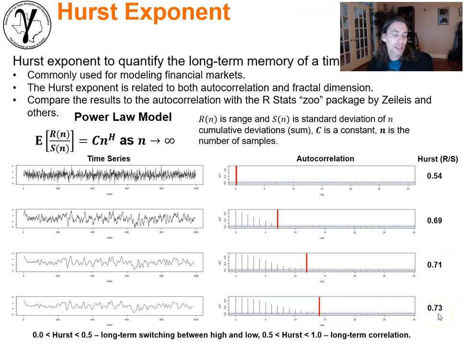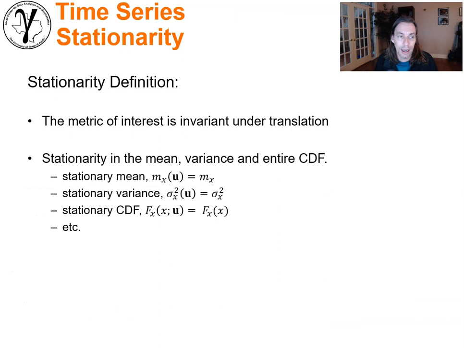The way you'd interpret it is a Hurst between 0 and 0.5 suggests long-term switching between low and high values. A Hurst between 0.5 and 1 suggests long-term correlation, degrees of similarity over distance. And so this would be very useful in the stock market to know something like that.